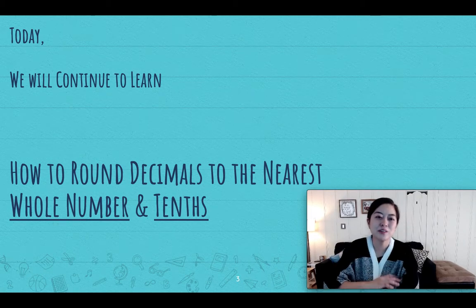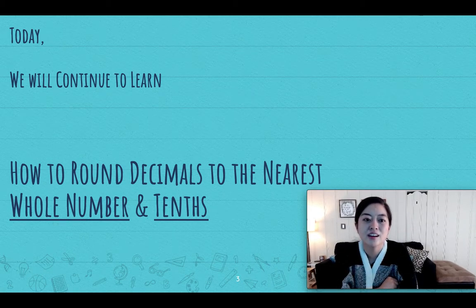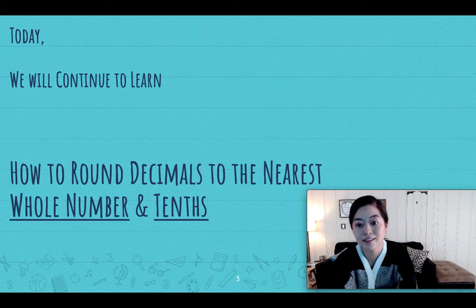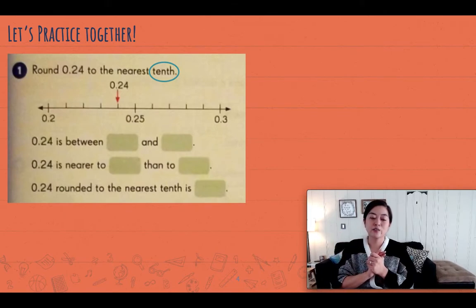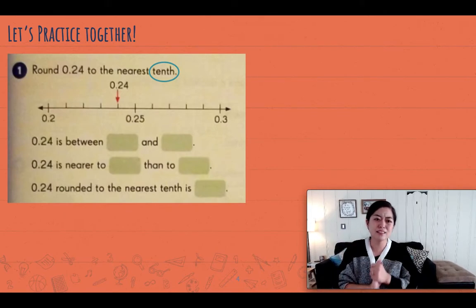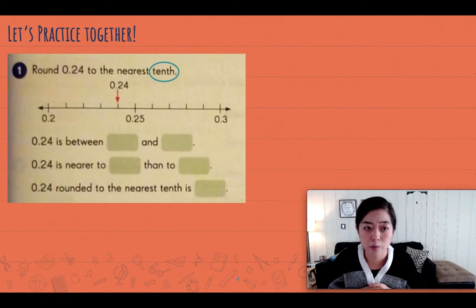So today we will continue learning how to round decimals to the nearest whole number and tenths. Now let's practice together, okay? Let's look at this question, number 1. It says round 24 hundredths to the nearest tenth.